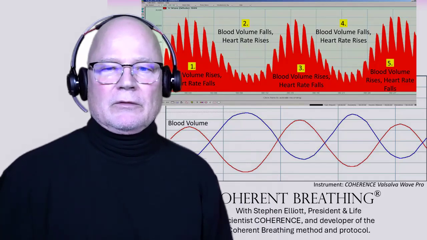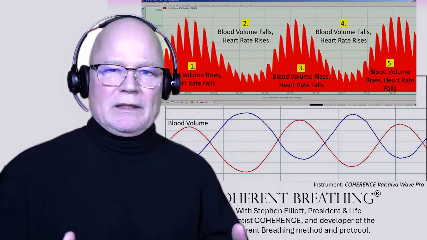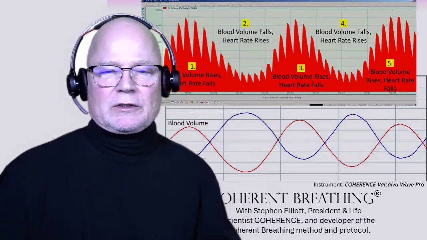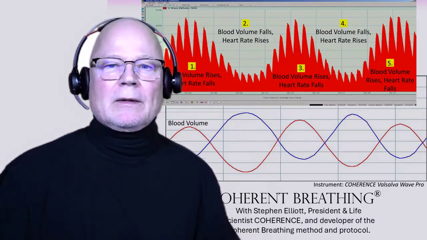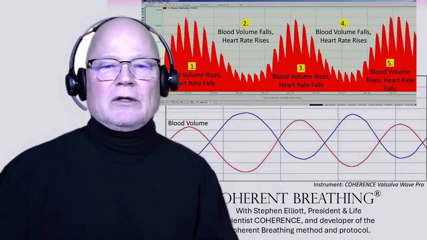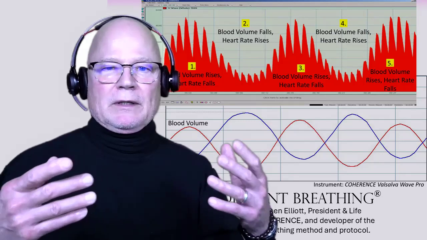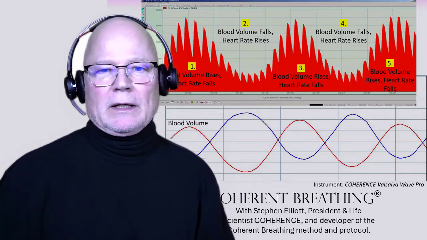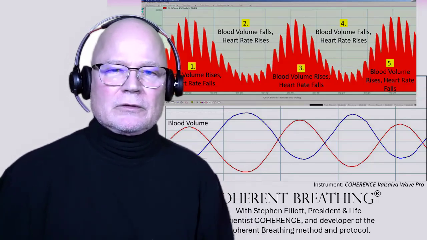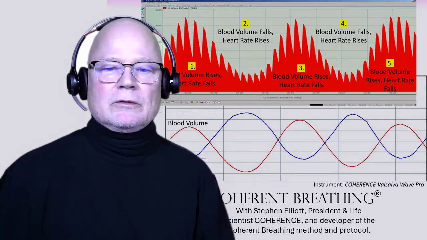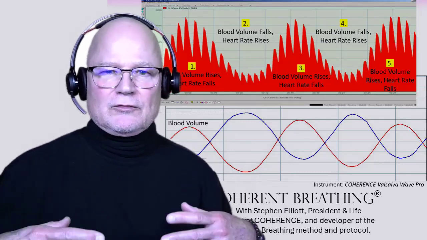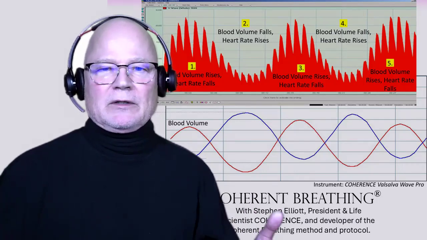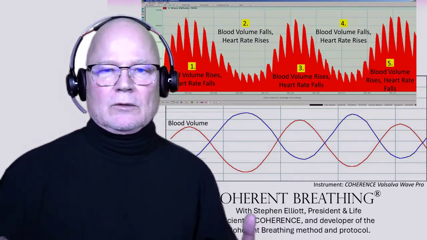So this is the imperative. This is why resonant breathing does what it does. It generates this wave in the circulatory system with each breath, and the function of the wave is to move blood in the body upward against gravity, even when we are not exercising, as it does out of necessity to generate energy for exercise.